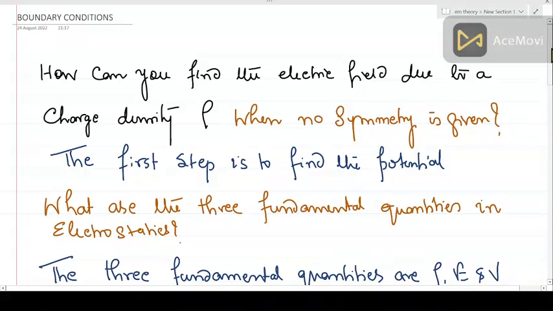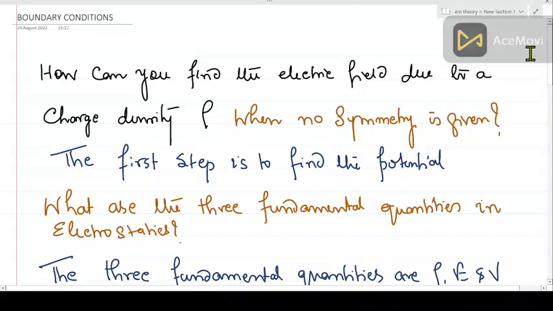Now we are concerned about the electric field in this lecture. Electric field, or any field, is a vector quantity and potential is a scalar quantity. Now what is a boundary? This is the first thing we need to understand.